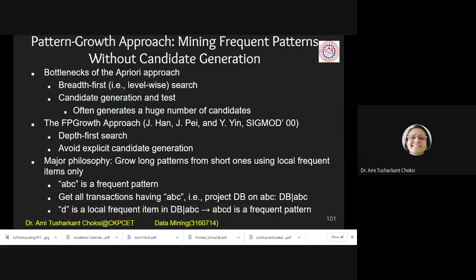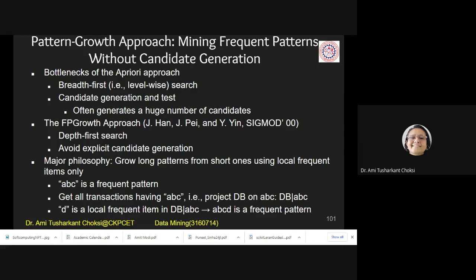That means ABC is a frequent pattern. Get all transactions having ABC, that is, project the database on ABC. D is a local frequent item in the database where ABC is present. It implies ABCD is a frequent pattern. ABC was frequent, D is local frequent, so we can say the combination of them will also be frequent, right? So this is what we are considering.